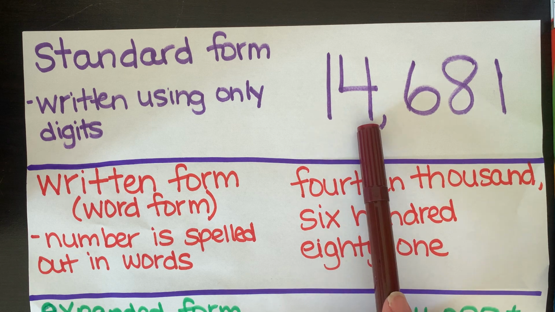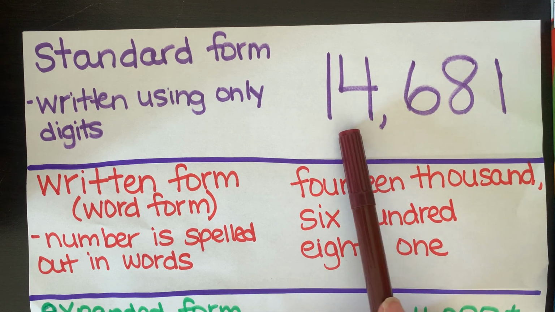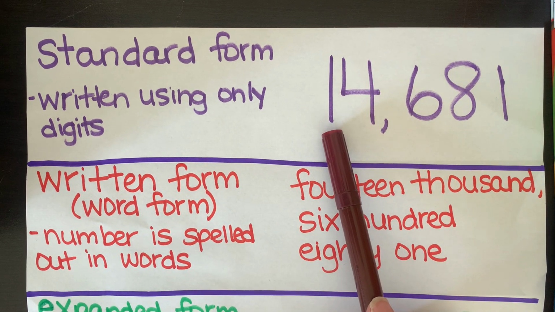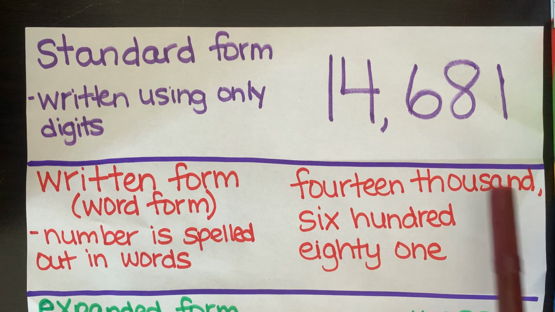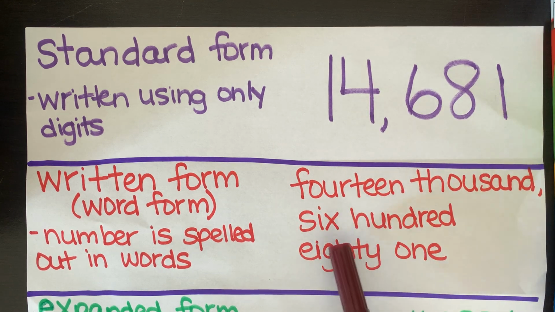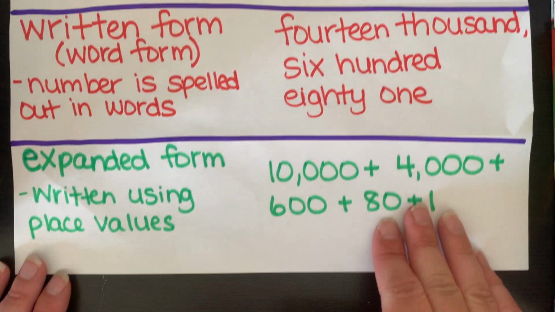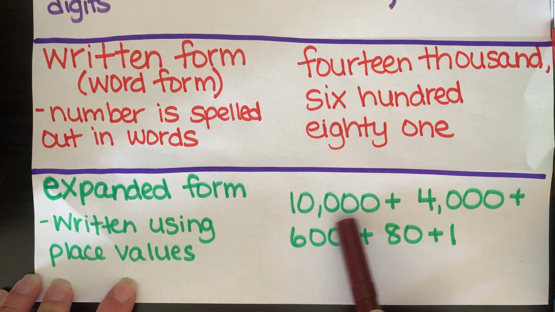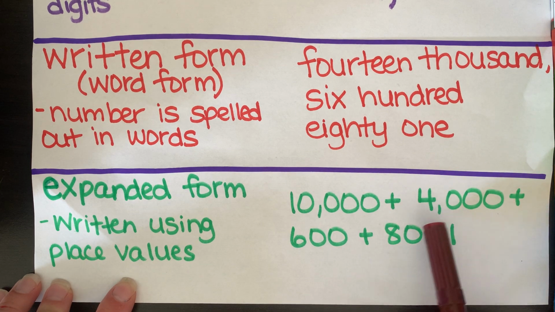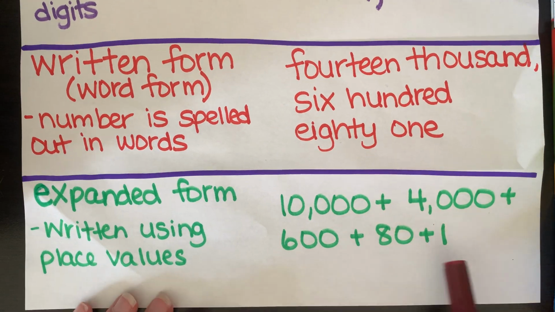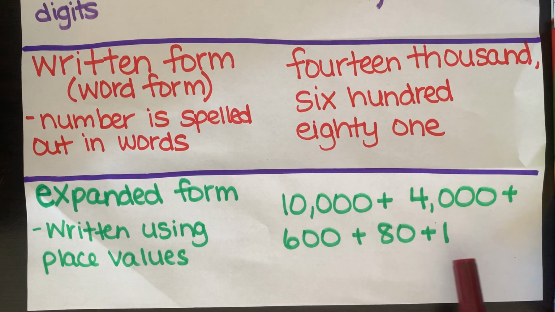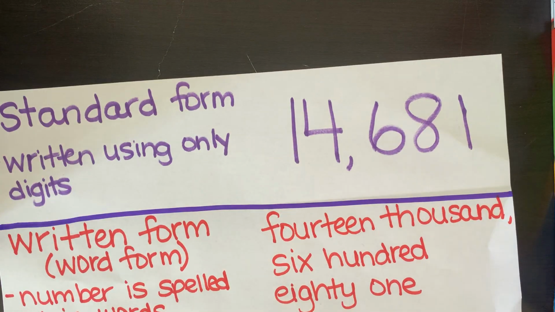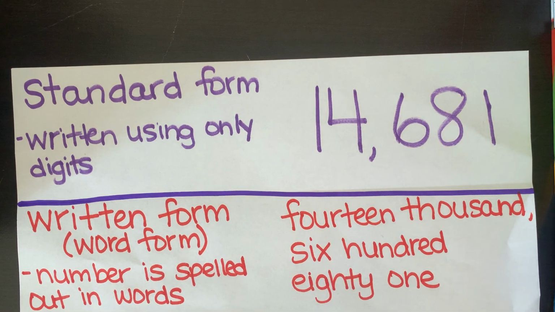So this number here is 14, and it has a value of thousands. It's in the thousands period, which we're going to get into in 2 minutes. So this would be read as 14,000. And then we have 681. Now the last way is to expand that. So for expanded form, I have 10,000 plus 4,000 plus 600 plus 80 plus 1. And if I added all of these parts together, it would total 14,681. So we're going to do some practice with that.